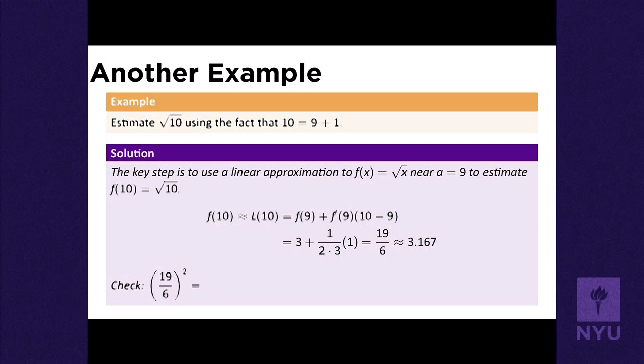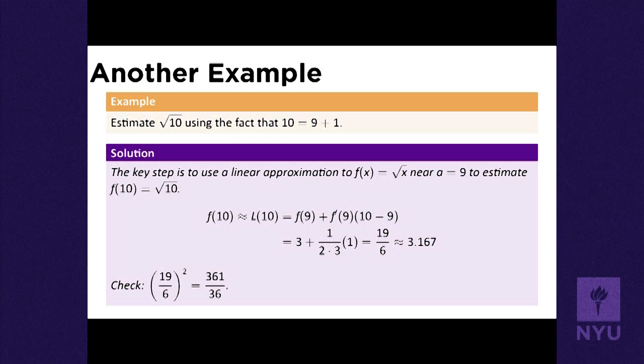Now, to square 19/6, we square 19, and we square 6. So I'll square 19. The answer is 361. What's the square of 6? 36. Okay, so 19/6 squared is 361 divided by 36. Is this close to 10? Yes, it is, because 360 divided by 36 would be exactly 10. Okay, so the square is only a 36th off, which means that this number is pretty close to the square root of 10. Does that make sense?